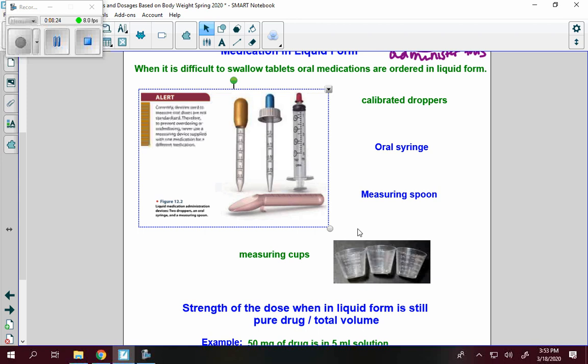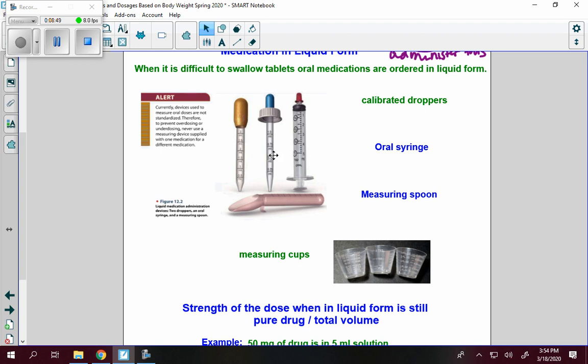Therefore, to prevent overdosing or underdosing, you would never use a measuring device supplied with one medication for a different medication. If you told your patient you're going to go home and take 1 dropper full, and your patient's like, cool, and your patient has this dropper and then loses it, they were like, oh, it's cool, I got this dropper from my other medication. I just need to give 1 dropper full to my person, to myself, to my child, to anything.